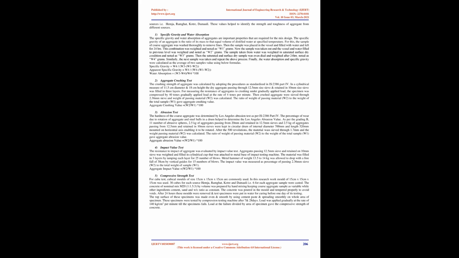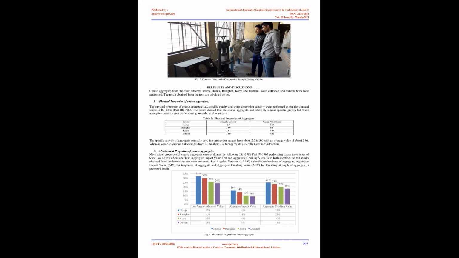Aggregate crushing test. The crushing strength of aggregate was calculated by adopting the procedures as standardized in IS 2386 Part 4. In a cylindrical measure of 11.5 cm diameter and 18 cm height, the dry aggregate passing through 12.5 mm size sieve and retained in 10 mm size sieve was filled in 3 layers.